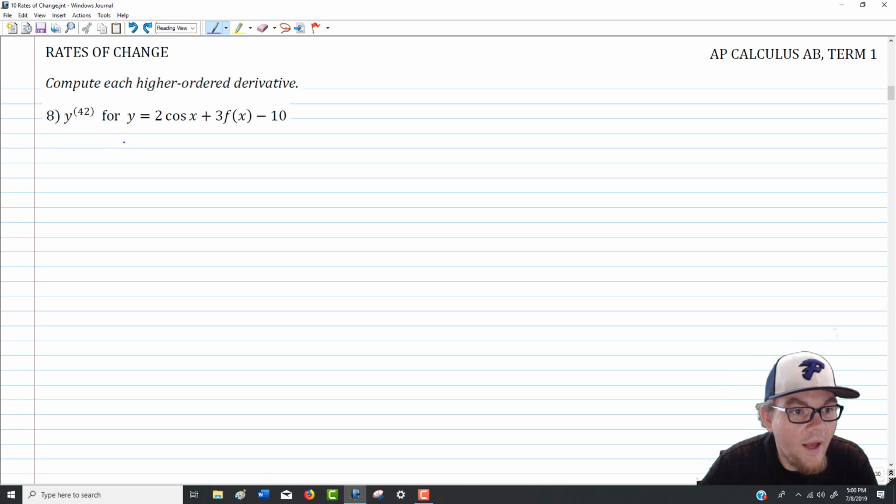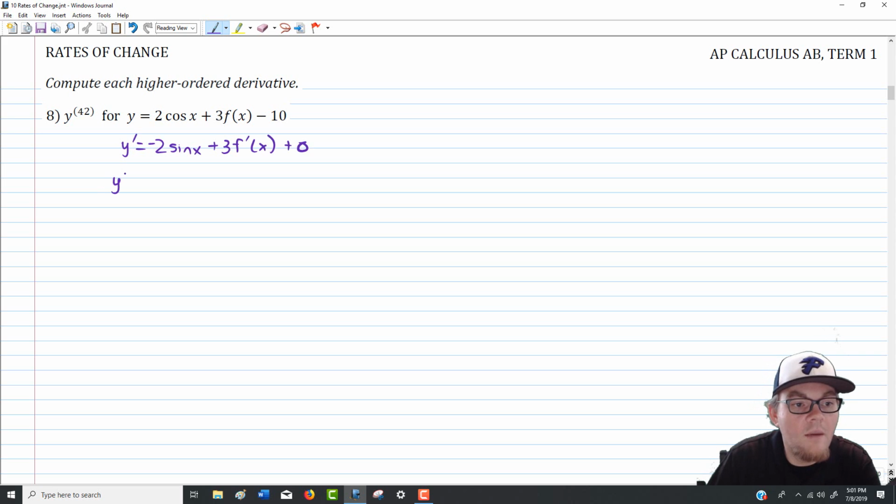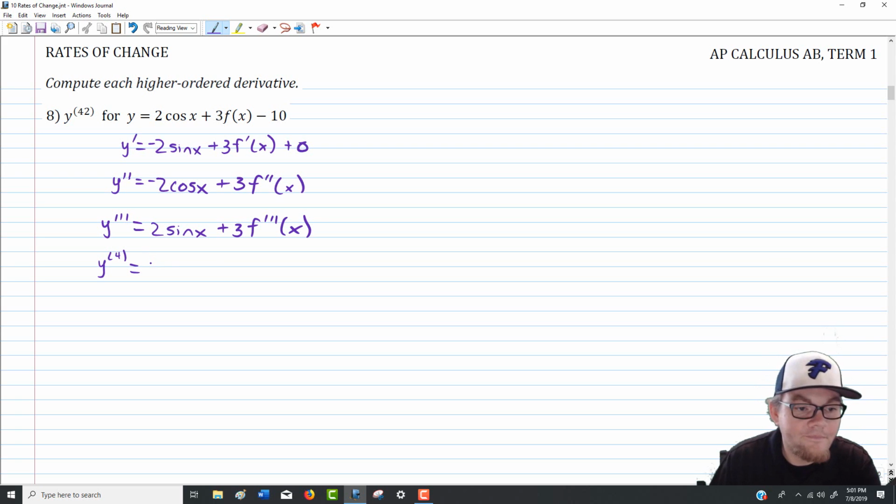First, y prime is going to be 2 times the derivative of cosine, which is negative sine, so negative 2 sine of x, plus 3f prime of x plus 0. Y double prime is going to be negative 2 times the derivative of sine, which is cosine, plus 3f double prime of x. Y triple prime is going to be negative 2 times the derivative of cosine, which is negative 2 times negative sine, which is positive 2 sine of x, plus 3f triple prime of x. And then we have the fourth derivative, if only that were where we were stopping. We're going to have 2 cosine of x plus 3f quadruple prime of x.